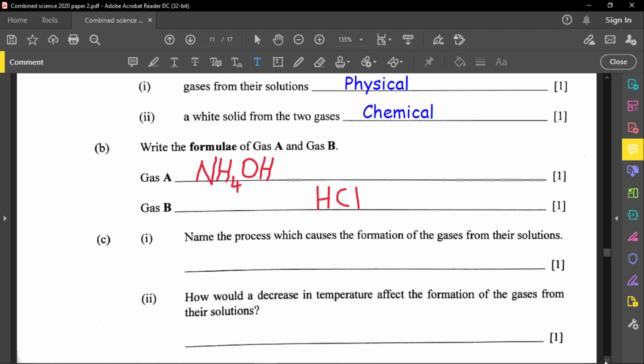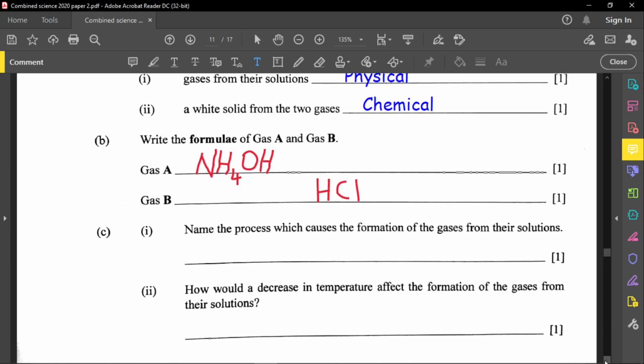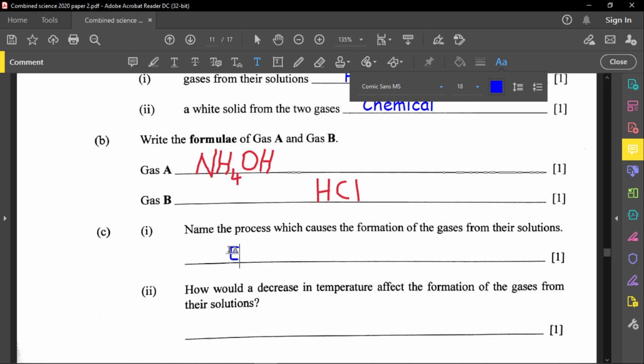The next part of the question says, name the process which caused the formation of the gases from their solution. Once gas is coming from the solution, a liquefied substance, then you're going to call it evaporation. All right, so this process is called evaporation.